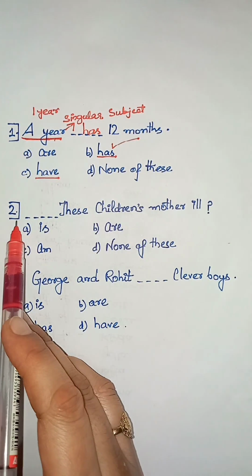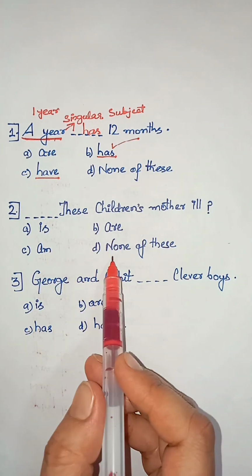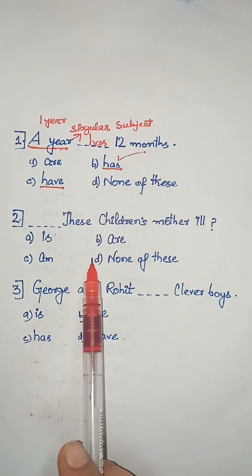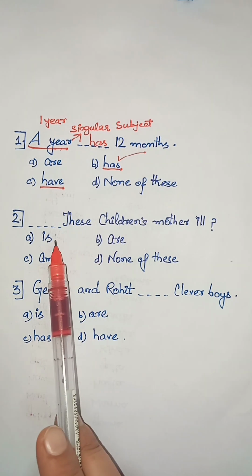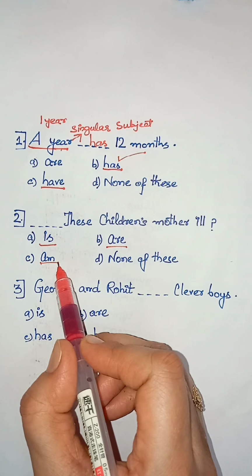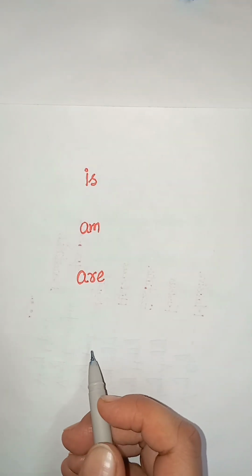Next, blank the children's mother ill. These are the choices. So, what do you think is the right answer for this? Here you need to understand the difference between is, am, and are. See what it is.